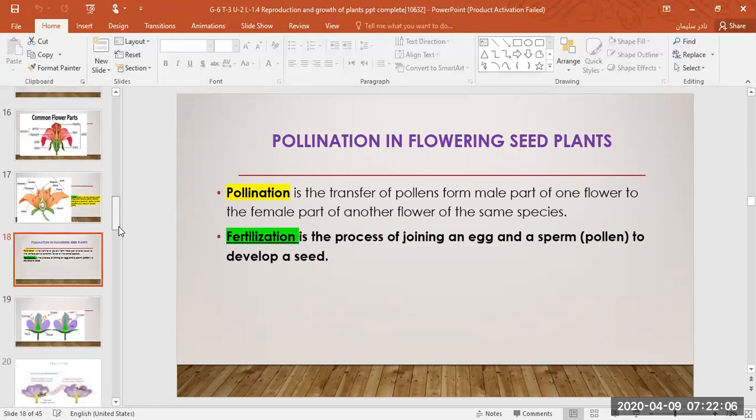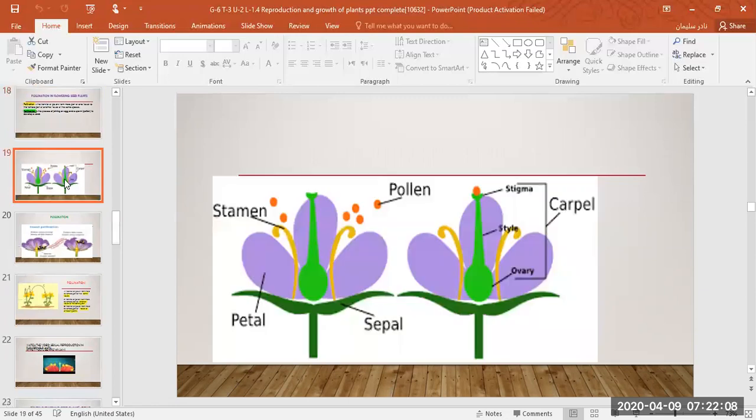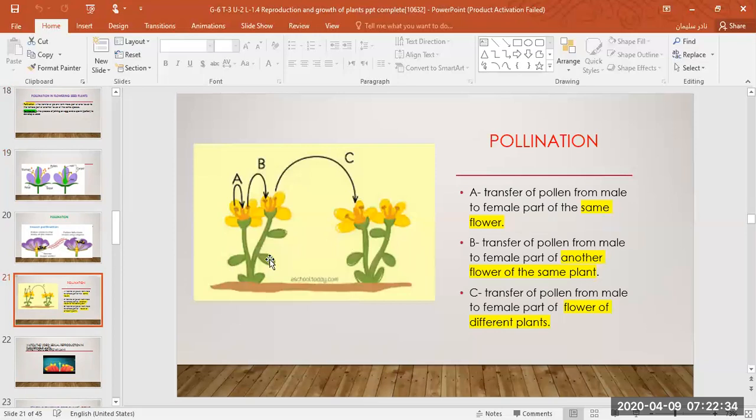Okay, so let's speak more about pollination. This picture shows the pollination process. Here the small orange parts are the pollen, and they are released from the anther of the stamen. And look at this part, the stigma of the carpel. The pollen reaches the stigma. This is the process of pollination. And we can say that pollination can take place within the same flower if the flower contains both reproductive parts.